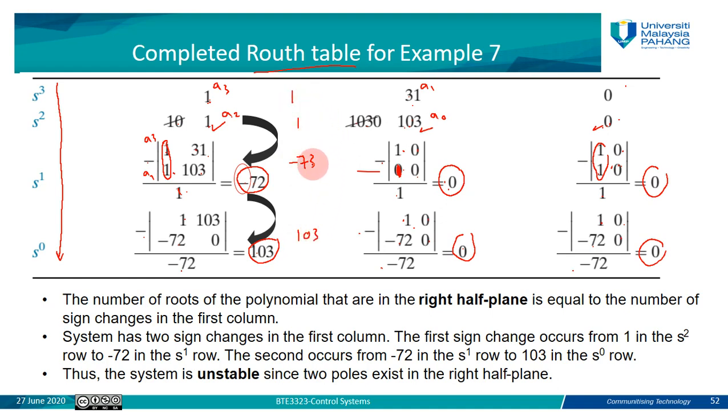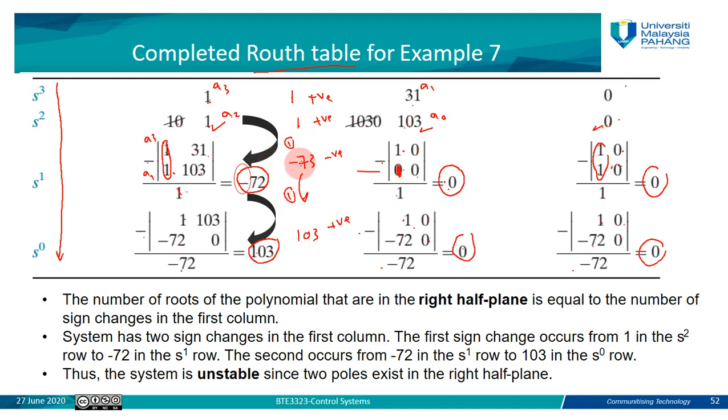So if you check the signs of the four elements, the first is positive, the second is positive, the third is negative, the fourth is positive. So do we have a change in the sign? From positive to positive, no change. From positive to negative, there is one change. From negative to positive, again we have another change. So 1 plus 1, we have two changes.